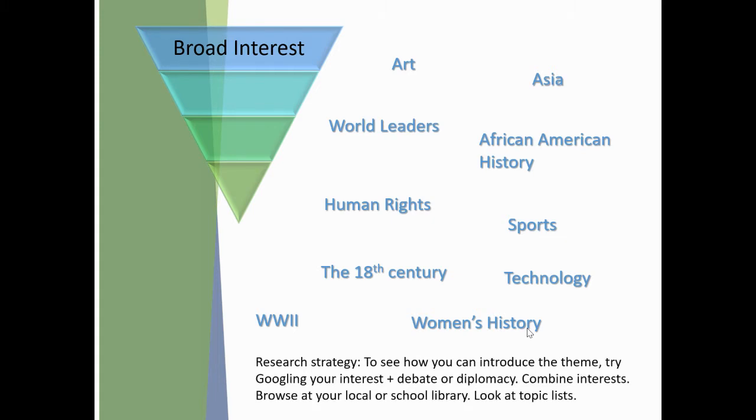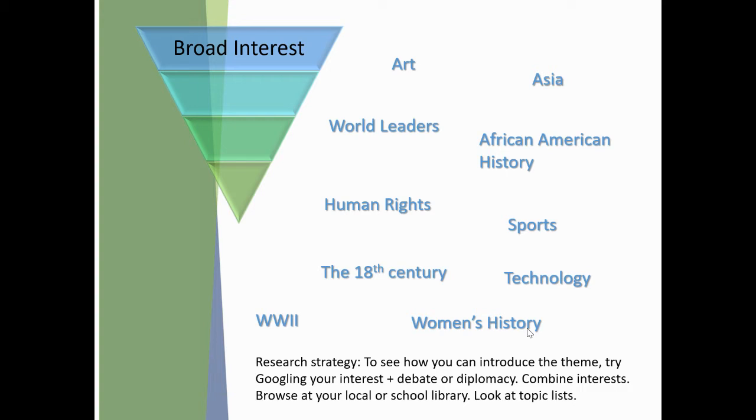The research strategy that I have for this level is to see how you can take one of these broader topics and start to introduce the theme and see what comes out of it. So students can try Googling their interest plus debate or diplomacy. Now, in this case, they'll want to be mindful of the quality of sources that come up when they do this. They can also try combining interests. So an interest in women's history and in sports might arrive at a project about Title IX.